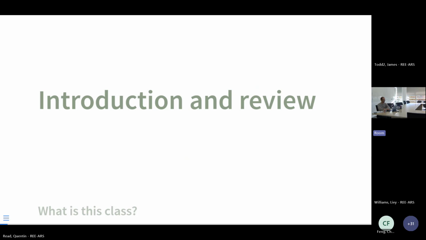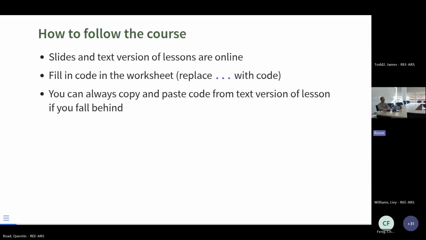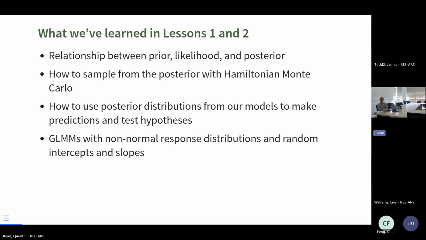talked about yesterday. And again, this is lesson 3, going all the way back to last year when we did lesson 1. And the same deal. We're going to have a worksheet today. Again, a new one. We're going to start a new one from yesterday. And so far, these are the topics that we've covered, which hopefully some of these terms will start to look familiar to you now. We've talked about how the prior and likelihood combine to form the posterior distribution.